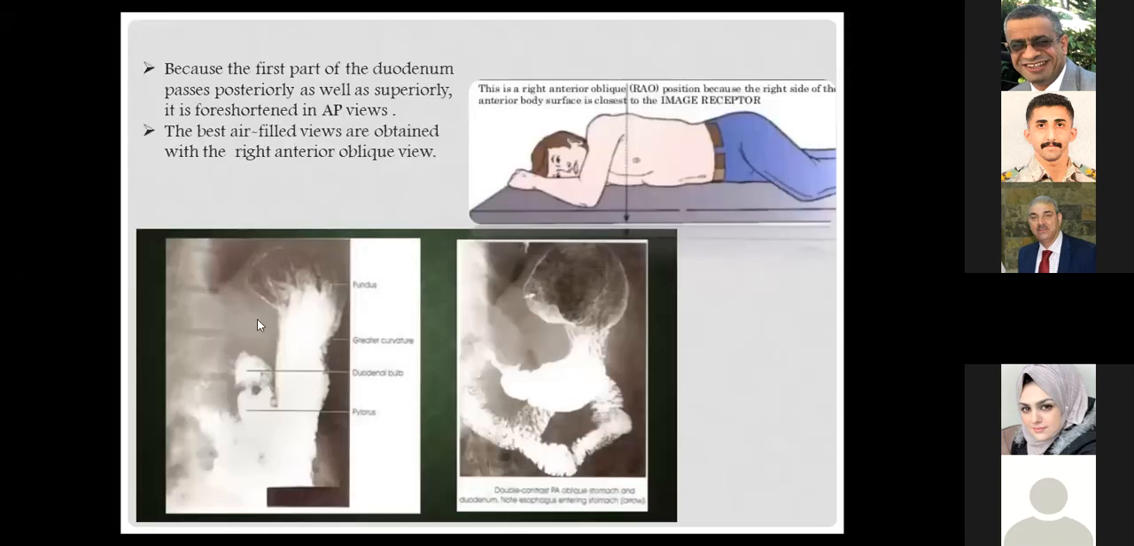Now to the positions. We have some positions we use for the examination of the duodenum. Because the first part of the duodenum is passing posteriorly as well as superiorly, it is foreshortened in the AP view. So we use the right anterior oblique view. The patient is put in this way: the right side is attached to or near the film, and the left side of the patient is raised from the table. This is the picture we have.